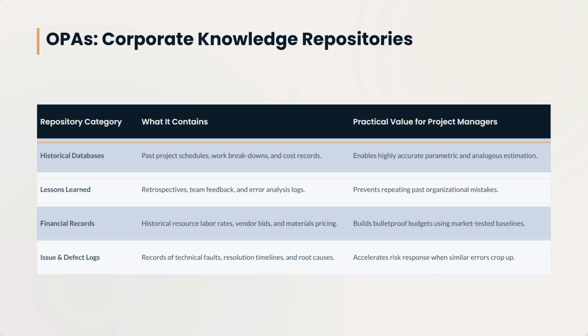for a client, they don't guess. The project manager opens their historical databases and finds a similar app built in 2024. By analyzing the past developer hours and cost baseline, they can deliver an incredibly accurate quote in minutes.